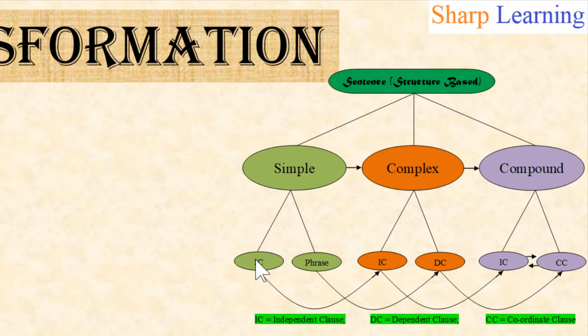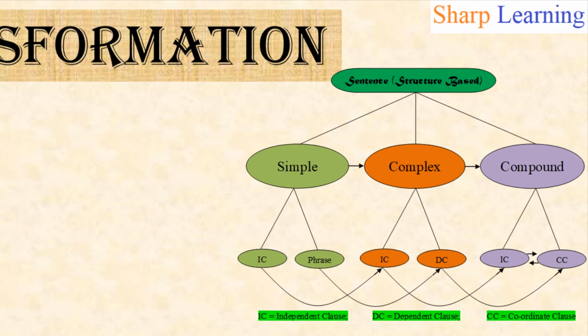Nothing. The IC of the simple sentence will remain IC in the complex sentence, but the phrase will be transferred into DC. Then it will be a complex sentence. From complex to compound, the IC of the complex sentence will remain the same in the compound sentence. IC will be IC, but DC will be CC and nothing else. It will be a compound sentence.